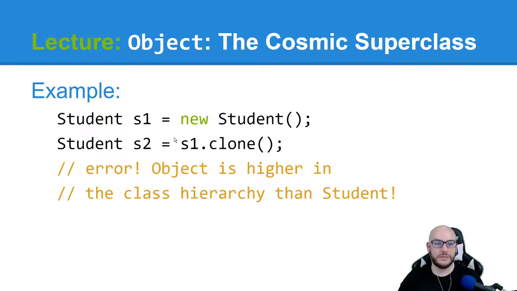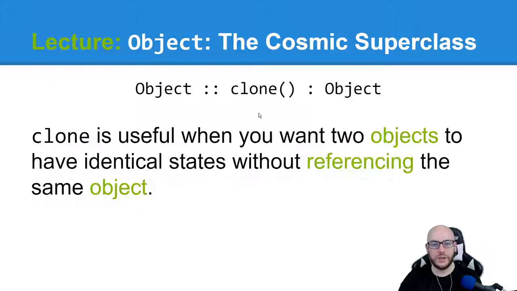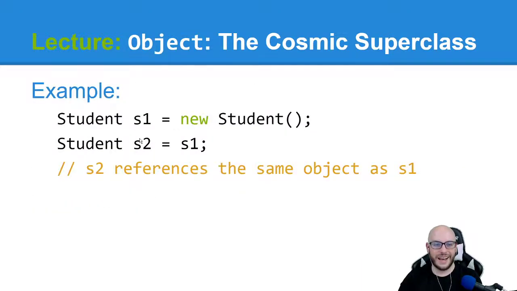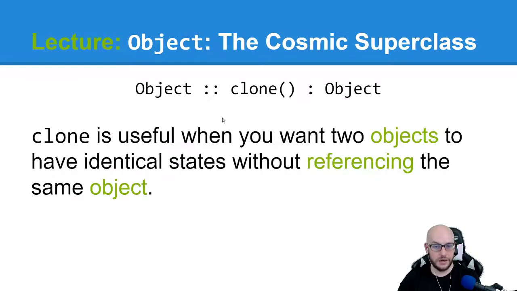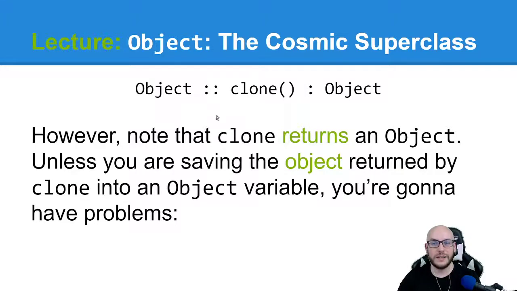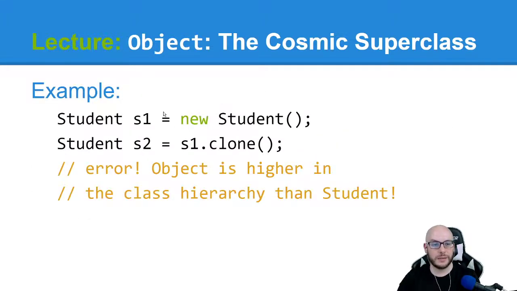What do I mean? Here's student, S1. It's a new student. We just saw the whole point of this is I want to be able to duplicate S1 without just pointing to the exact same object. I want to create an object that has the same state as S1, but is not literally this object. I'm telling you that clone can help you do that, but it's returning an object. Why is that a problem?